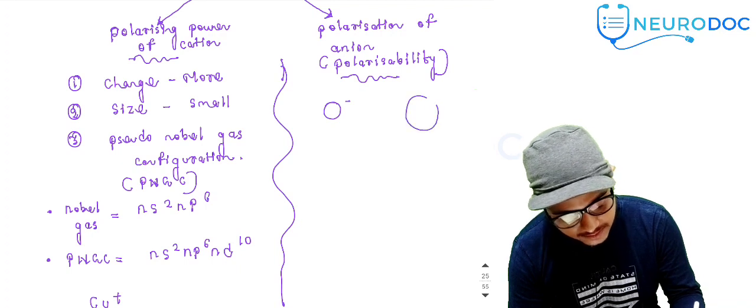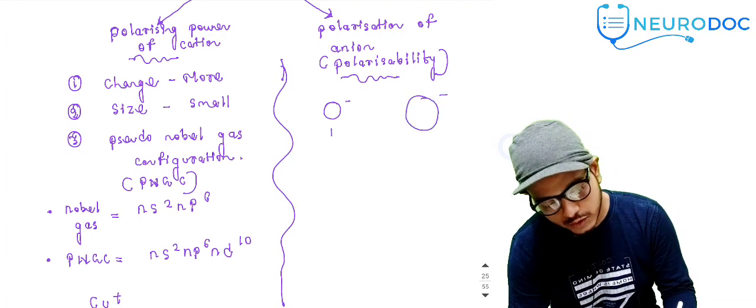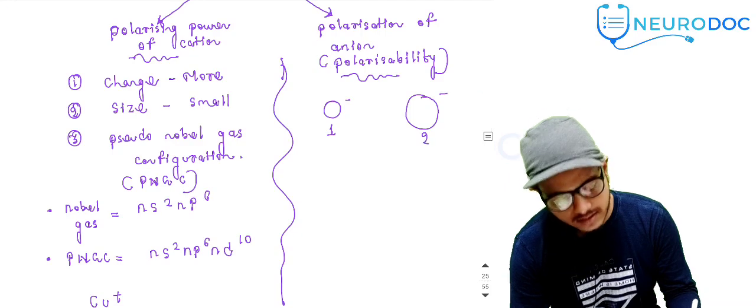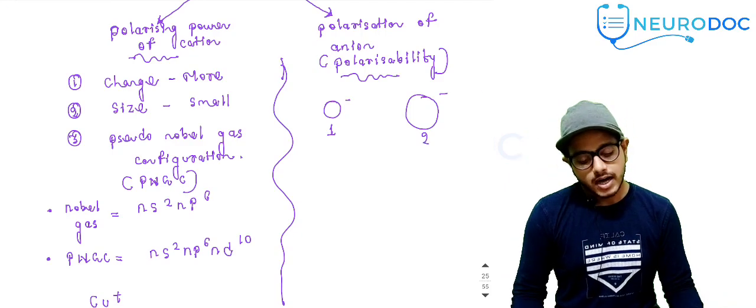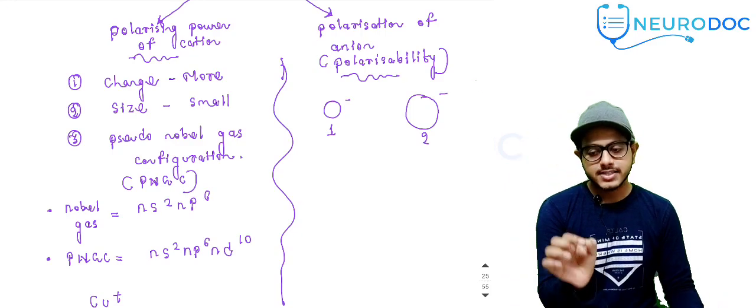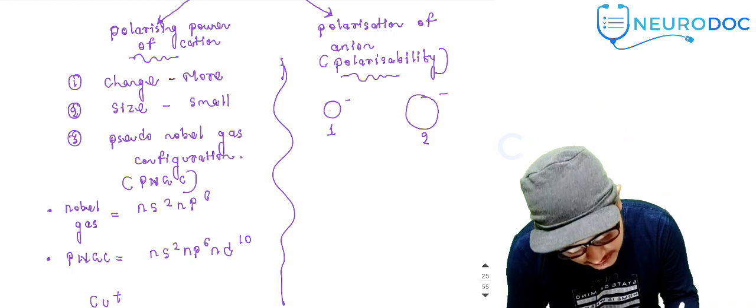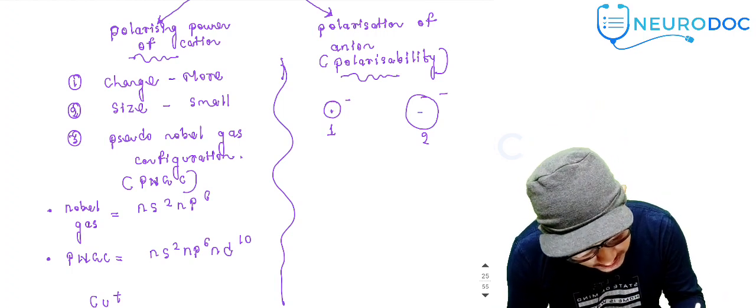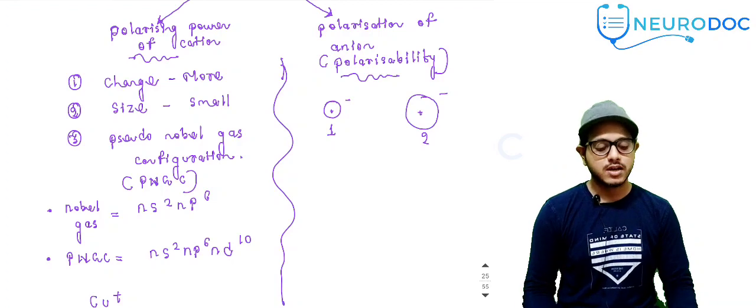This is another anion. The first one is the smaller and the second one is the larger anion. Now, although it's an anion, the center should have a nucleus. That is, the nucleus has positive charge. The center nucleus has positive charge.